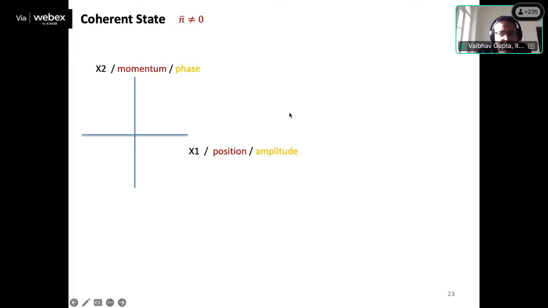That's the vacuum state. What happens when n is not 0? Then let's say we have different states: coherent state, amplitude squeezing, phase squeezing. So let's first talk about the coherent state. What is a coherent state? Again, I will plot it in terms of quadrature. So remember, with these quadratures, you can call them whatever you want. You can say x1, x2.